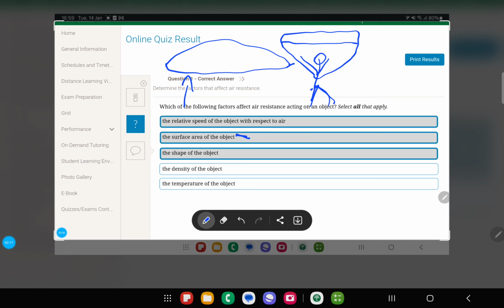So the skydiver can slow down. The more surface area it has, the more air resistance it will have, so he will go slower. That's why they use parachutes, so they don't fall to their death. No, they use parachutes so it slows them down. That's it.